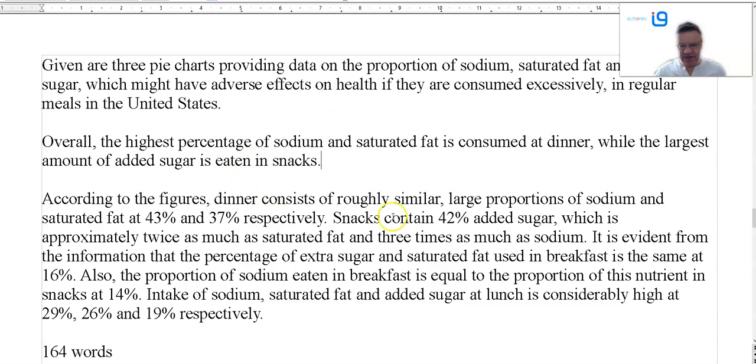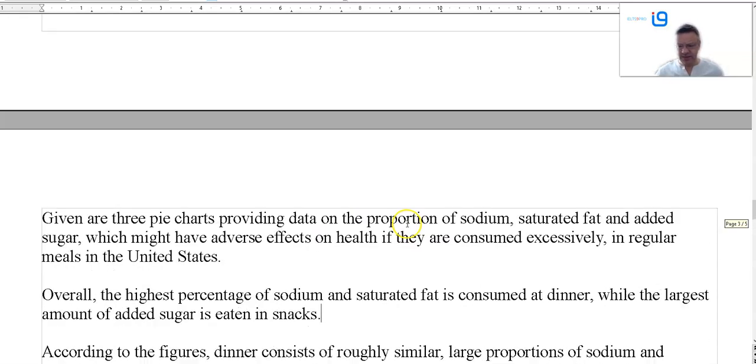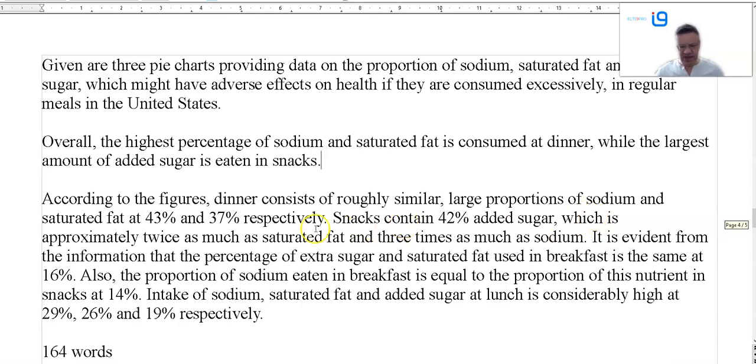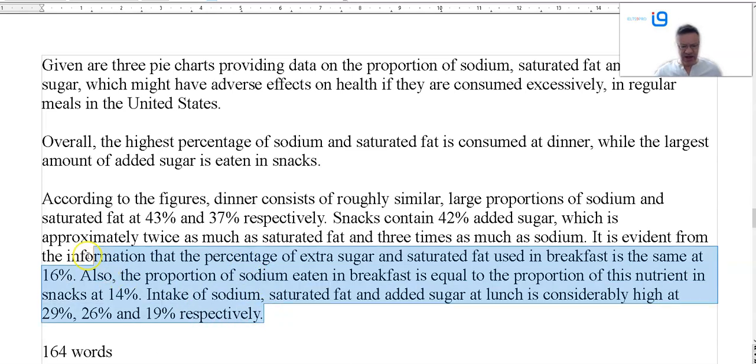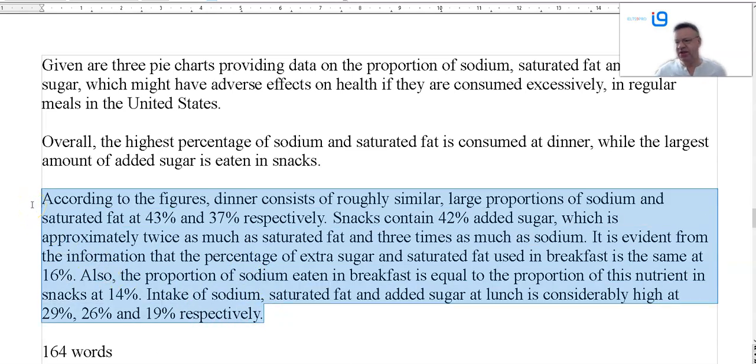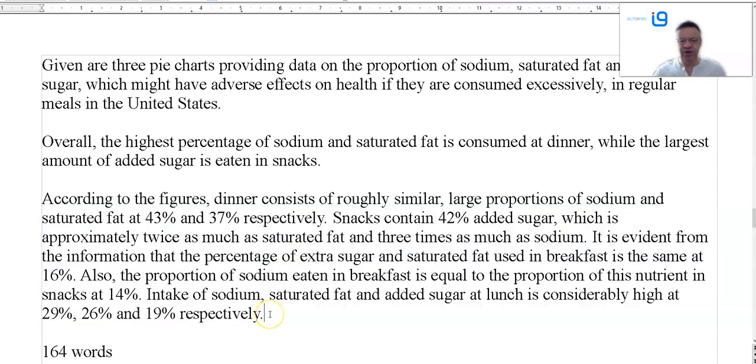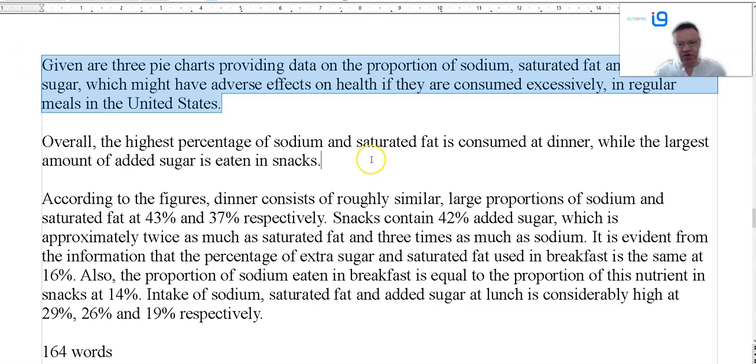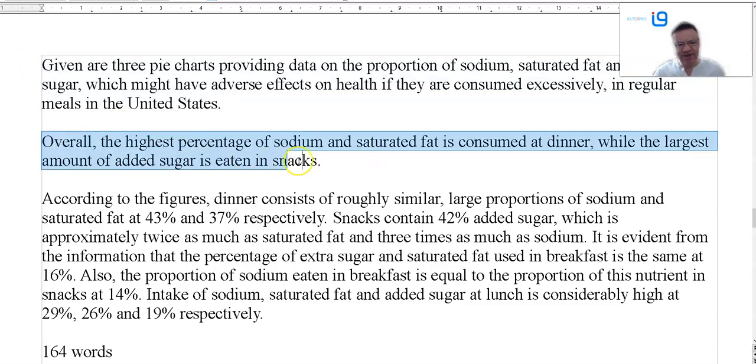According to the figures, dinner consists of roughly similar large proportions of essential form, respectively. Snacks contain trans fat. Okay, mentioned same at 60%. So this is essentially just a mechanical recounting of the data. So that introduction is good. I would have mentioned breakfast in the overview, so you've got your three key trends and features.